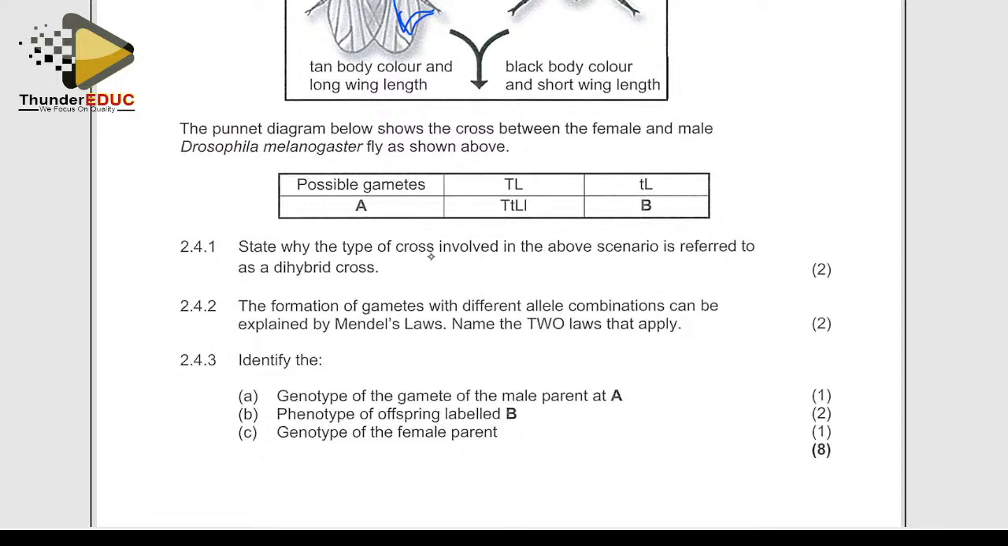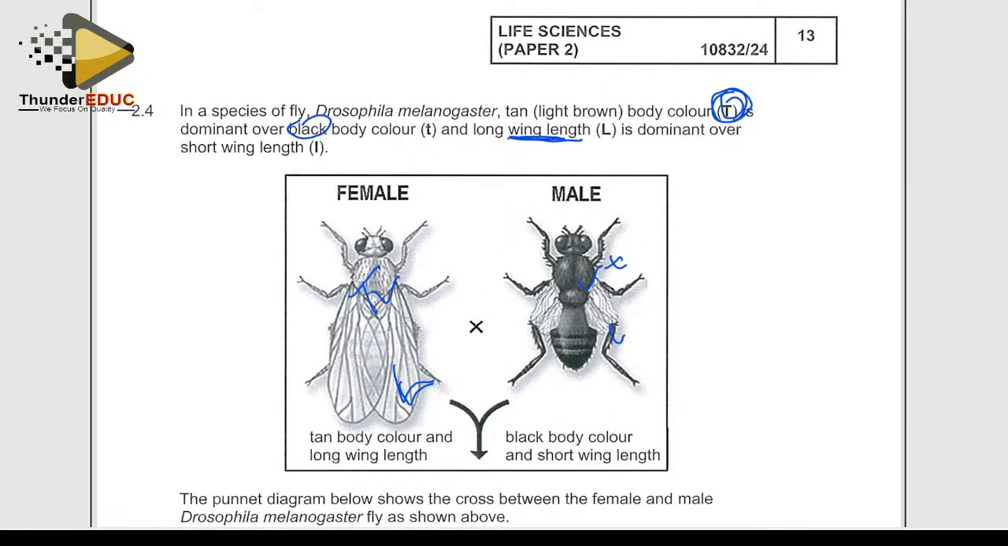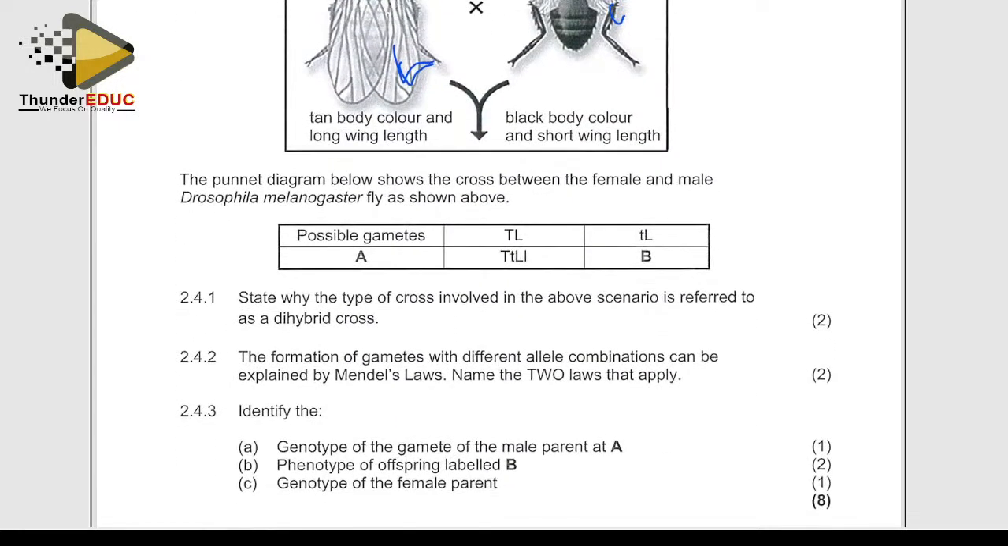State why the type of cross involved in this scenario is referred to as a dihybrid cross: because two characteristics were involved. So you can talk about the color of the body, and then you can talk about the length of the wing. Then they're saying, the formation of gametes with different allele combinations can be explained by Mendel's laws. Name two laws that apply.